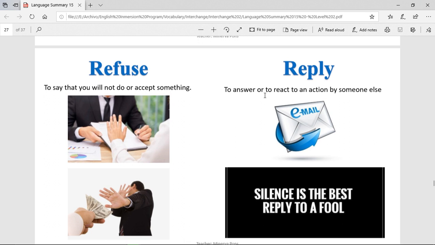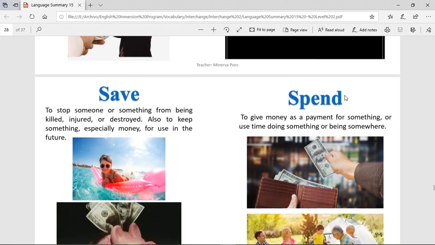Reply. To answer or to react to an action by someone else. Basically, when you reply, it's when you're the consequence of someone else's action. For example, if they send you an email, you reply with another email. If they hit you in the face, you reply by punching them in the stomach, or any other place, or in the same face. When you reply is when you are given the consequence of an action made to you or to another person.